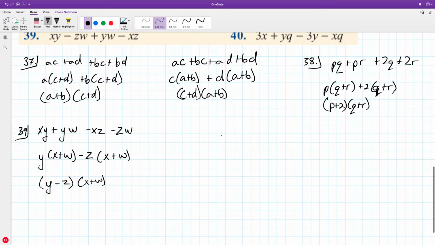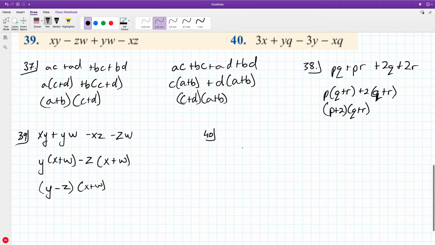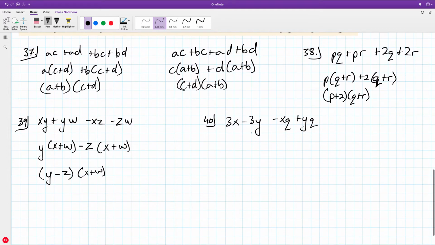It's all about practice. And 40. I'm going to put 3x and minus 3y together. And I'm going to put minus xq and plus yq together. Take out a common 3, you're left with x minus y. Take out a common minus q, you're left with x minus y. 3 minus q by x minus y.